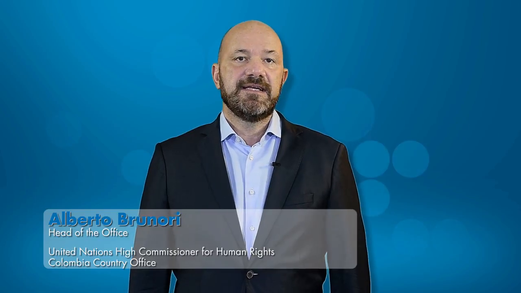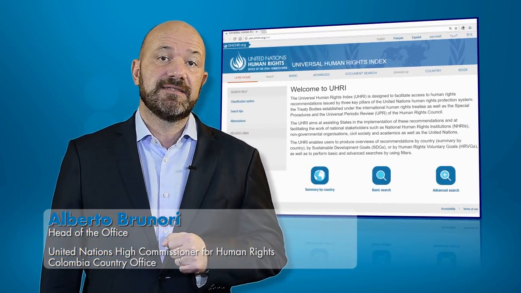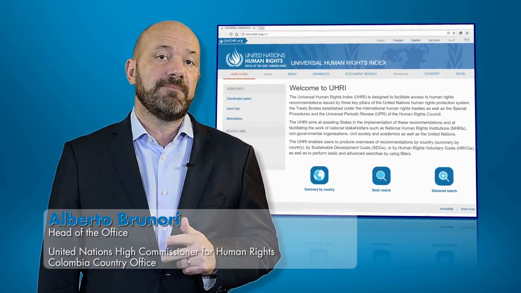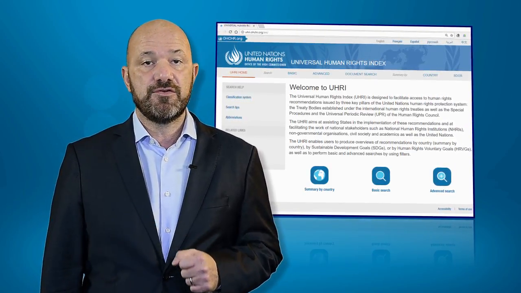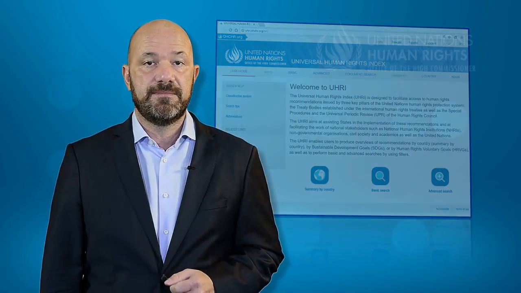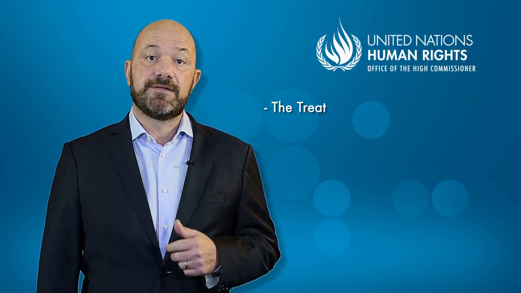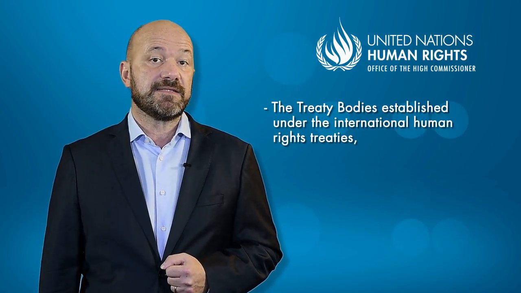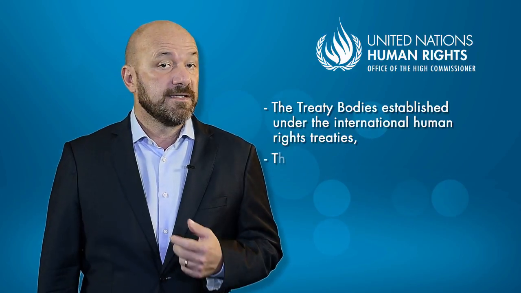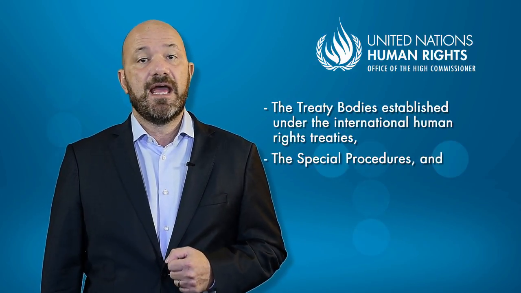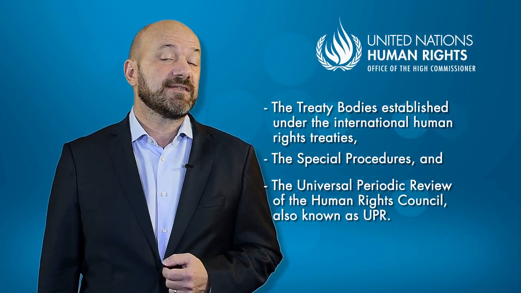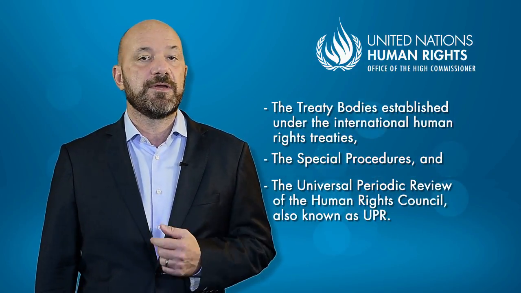The Universal Human Rights Index, UHRI, is designed to facilitate access to human rights recommendations issued by three key pillars of the United Nations human rights protection system. These are the treaty bodies established under the international human rights treaties, the special procedures, and finally, the Universal Periodic Review of the Human Rights Council, also known as UPR.